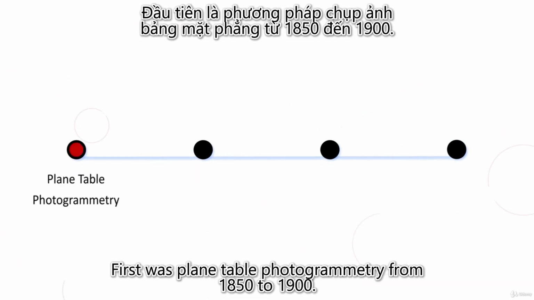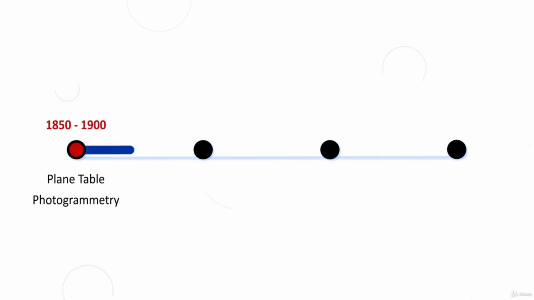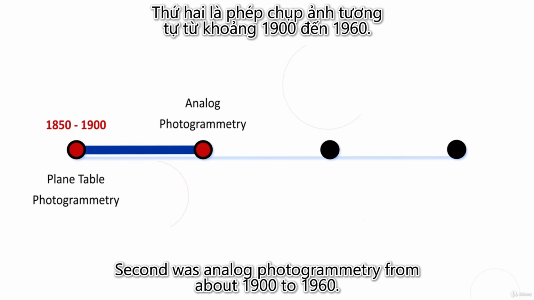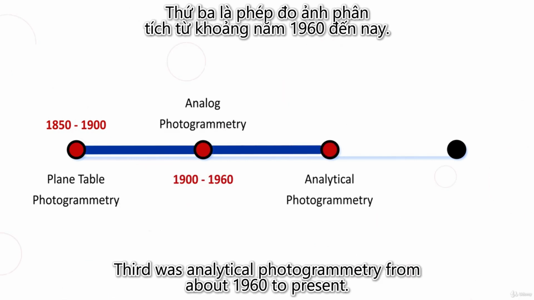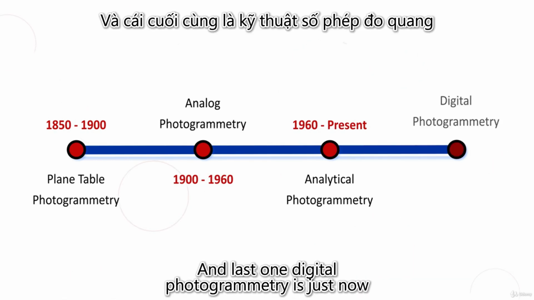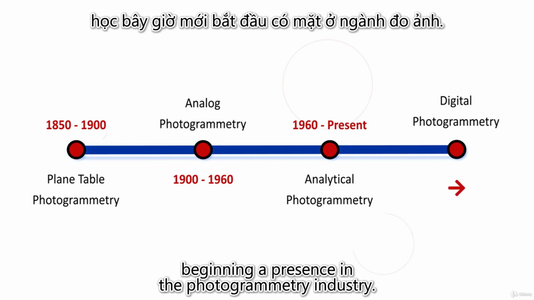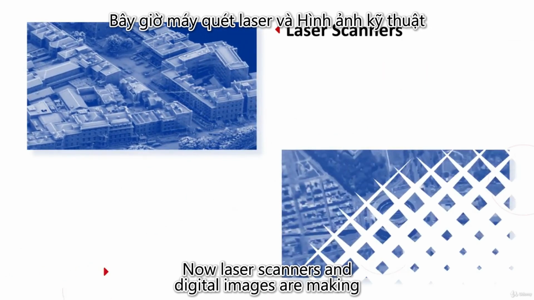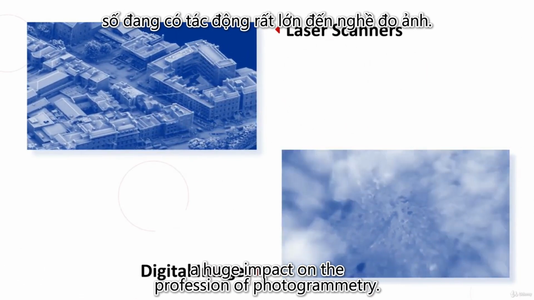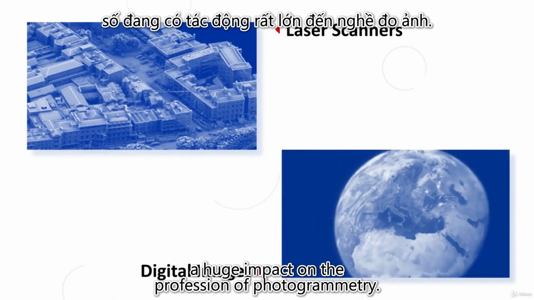Since then, the science of photogrammetry went through four development cycles. First was plane table photogrammetry from 1850 to 1900. Second was analog photogrammetry from about 1900 to 1960. Third was analytical photogrammetry from about 1960 to present. And last one, digital photogrammetry, is just now beginning a presence in the photogrammetric industry. Now, laser scanners and digital images are making a huge impact on the profession of photogrammetry.